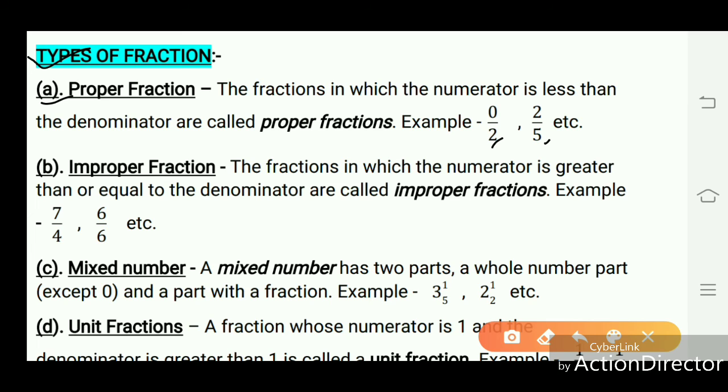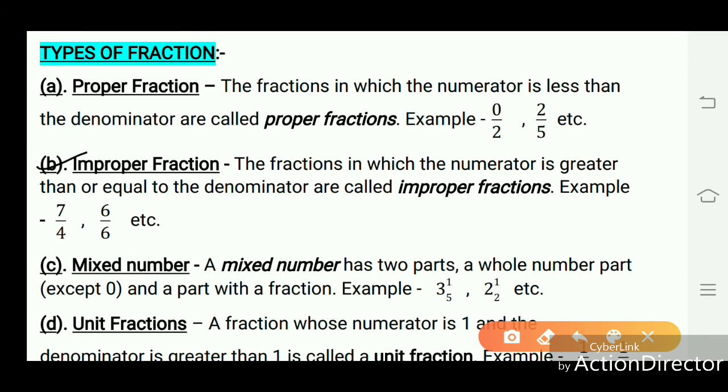In the second example, 2 upon 5, 5 is greater as compared to 2. And 2 is the numerator here and 5 is the denominator here. So these types of fractions where the numerator is less than the denominator are known as proper fractions.